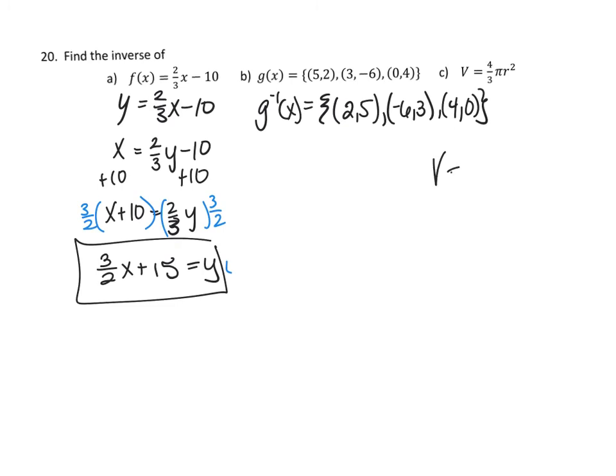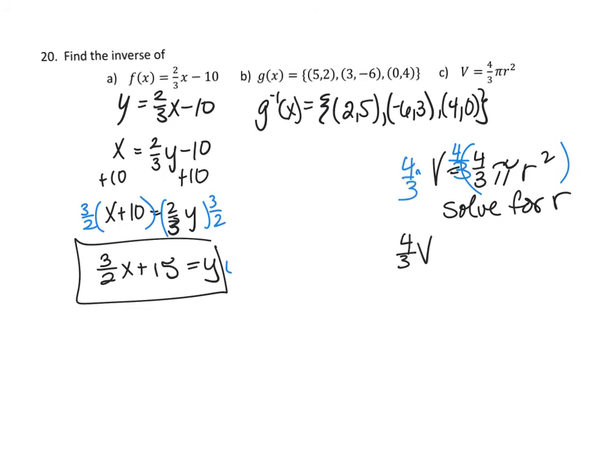Now the inverse of the volume, we're not going to switch the variables because the variables have a lot of meaning here. Radius and volume. Remember, pi is not a variable, so we're not going to solve for that. So basically, we're going to solve the equation. This means solve for r. If we swap the variables, it won't make any sense. So we're going to multiply by the reciprocal of the fraction, 4/3. So we get 4/3 v equals pi r squared.